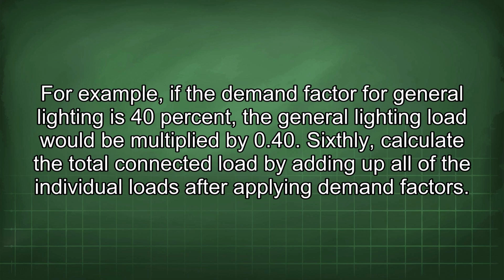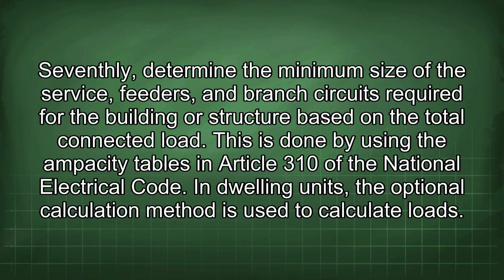Sixthly, calculate the total connected load by adding up all of the individual loads after applying demand factors. Seventhly, determine the minimum size of the service, feeders, and branch circuits required for the building or structure based on the total connected load. This is done by using the ampacity tables in Article 310 of the National Electrical Code.